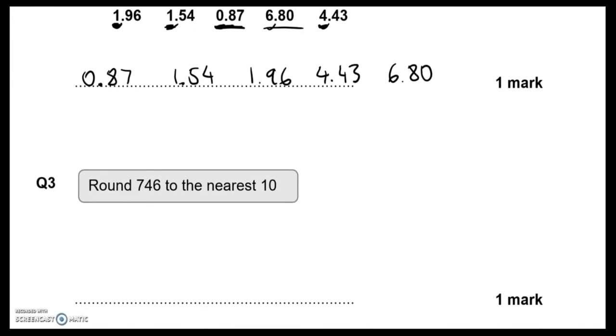Round 746 to the nearest 10. Let's locate the 10th digit, and that's the 4. We look at the digit on its right to determine what happens to the 4. It's a 6, so this is going to be rounded up. 750 is the answer.